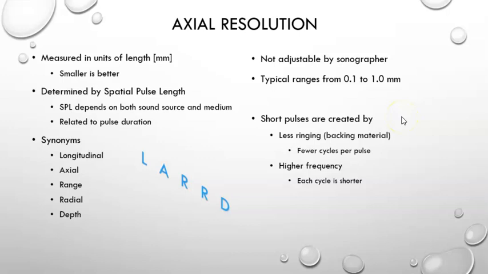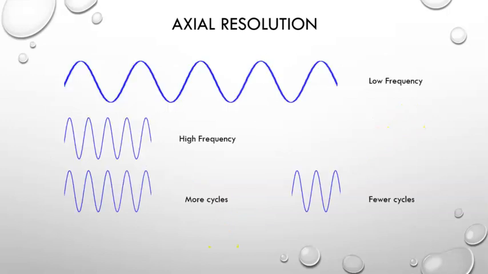The shorter pulses are created by the backing material. It gives us less ringing, fewer cycles per pulse. And the higher frequency, each cycle itself is shorter, so that gives us better axial resolution. So we'll summarize that. When we look at low frequency, we have long wavelengths. Okay, so if you count 1, 2, 3, 4, 5 cycles, high frequency, we have the same number of cycles as this low frequency one, but it's a much shorter pulse length because each wavelength is shorter than in the low frequency.